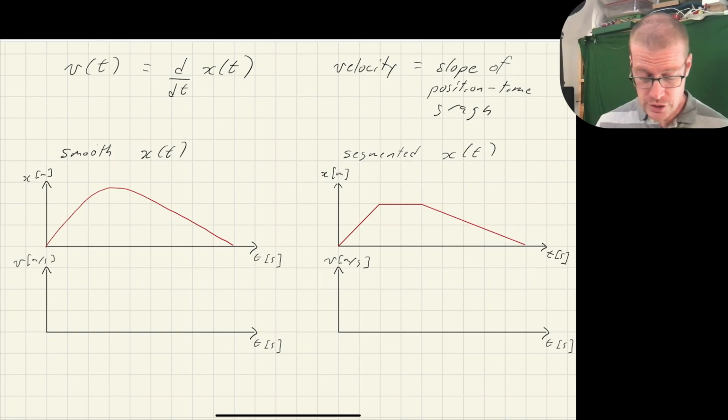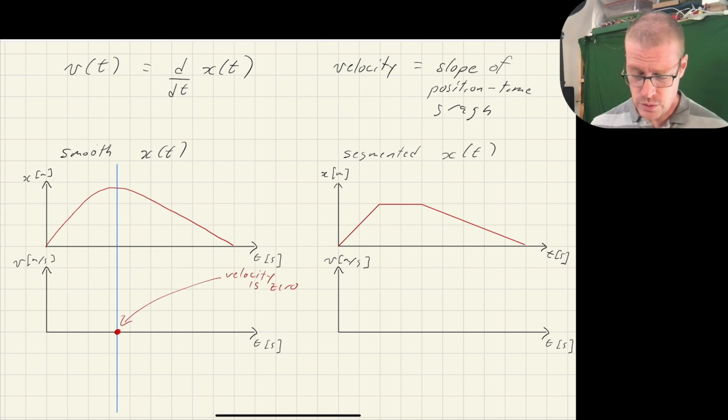So the first thing I do if I have a smooth x of t graph and I want to draw a v of t graph is I find the extrema, the places where there are maxima or minima. And I draw vertical lines going straight down to mark those points. The reason I do that is at these points that are extrema, I know the velocity is 0.